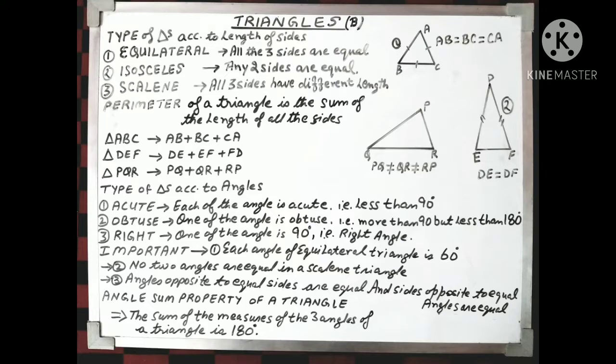Next important thing is the angle sum property of a triangle. The angle sum property says that the sum of the measures of the three angles of a triangle is 180 degrees. So this was the basics of triangles.